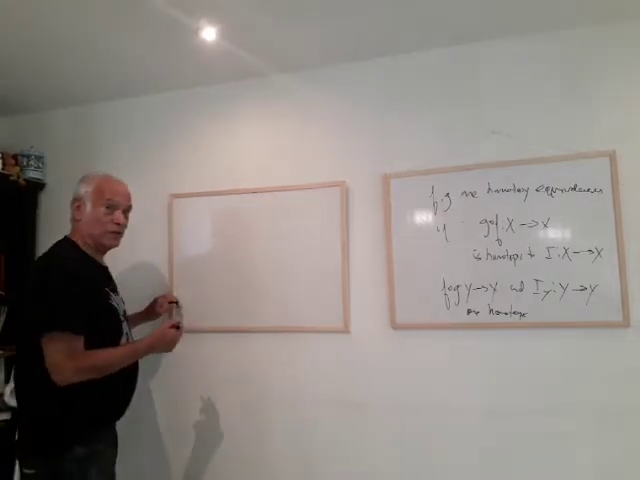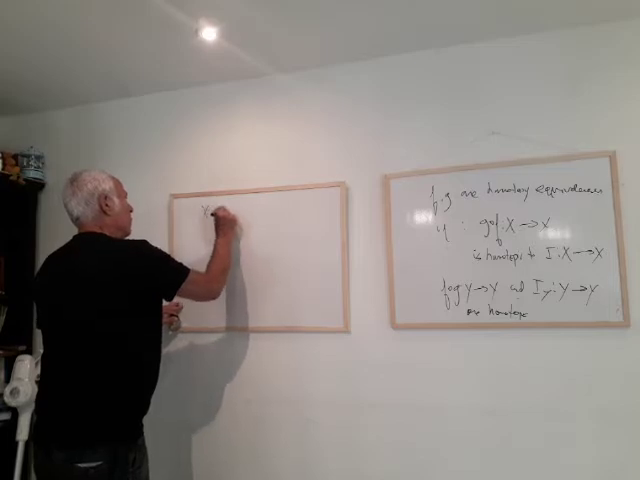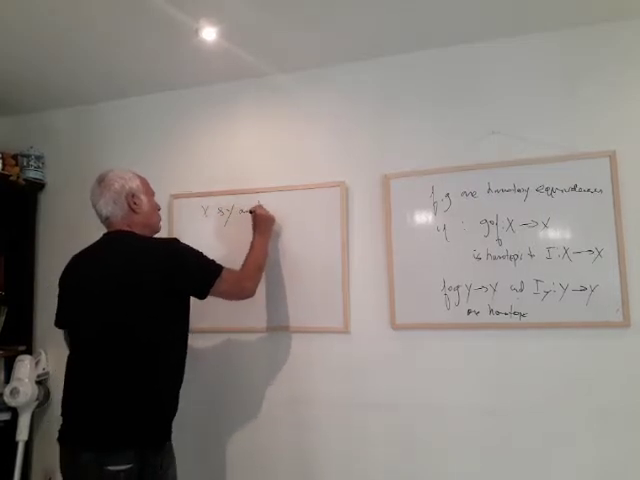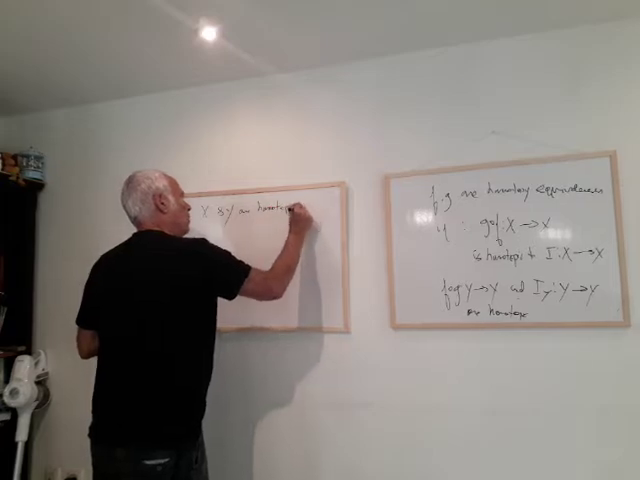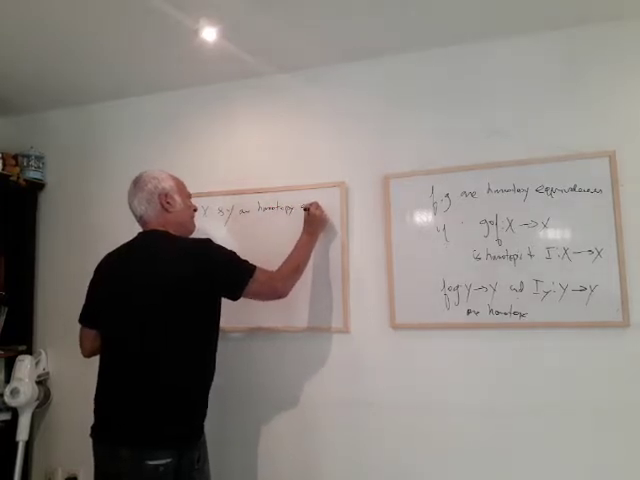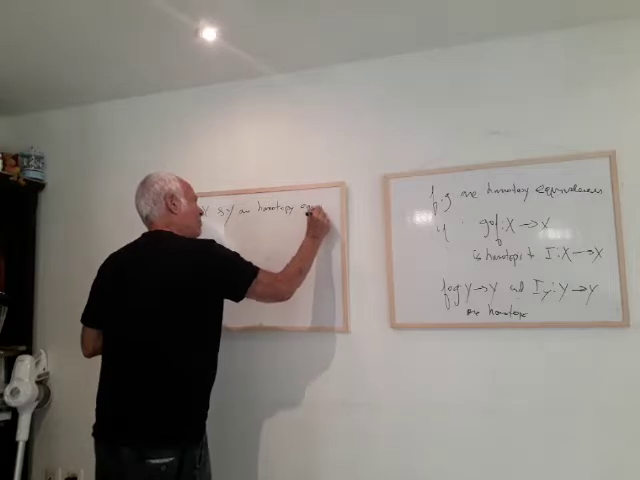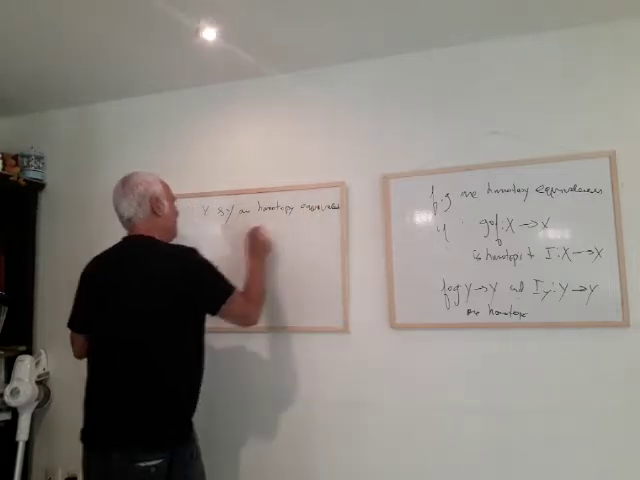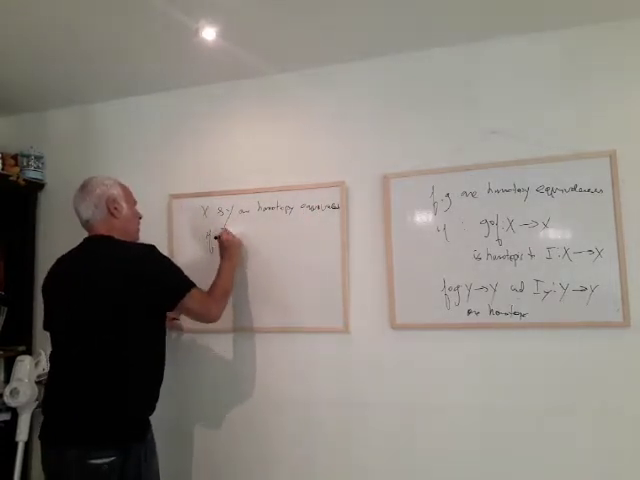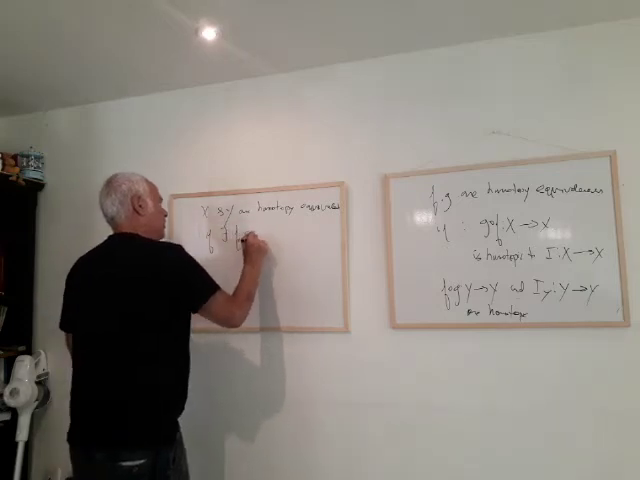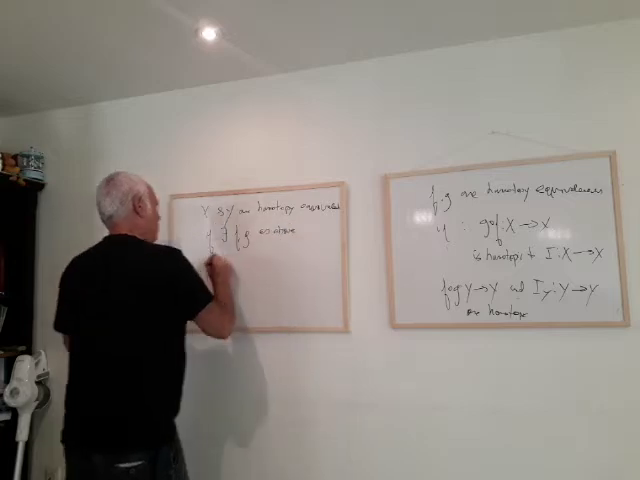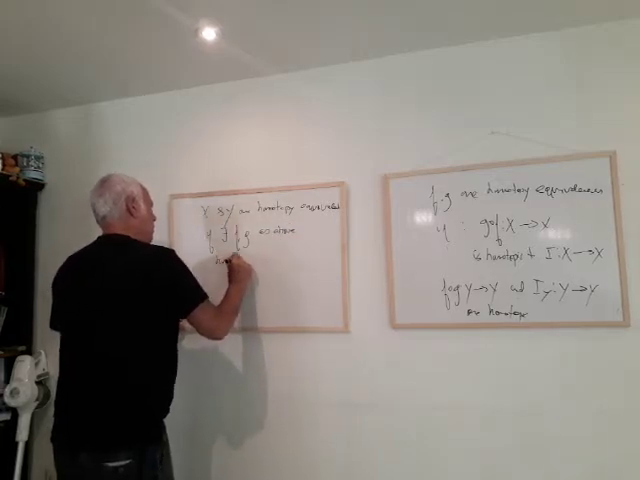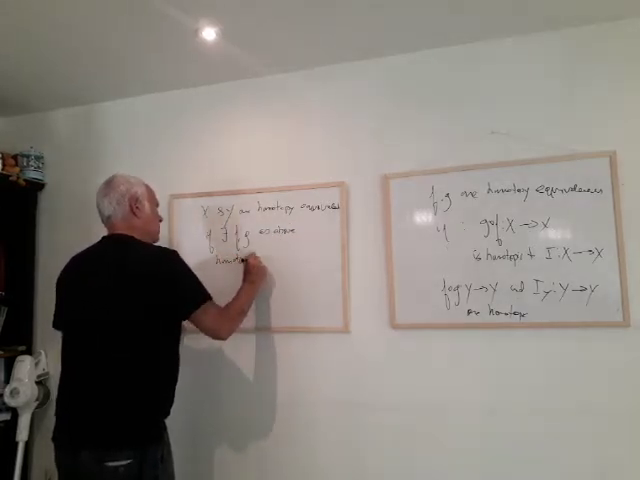So why don't we write it down? X and y are homotopy equivalent if there are f and g as above, homotopy equivalences.